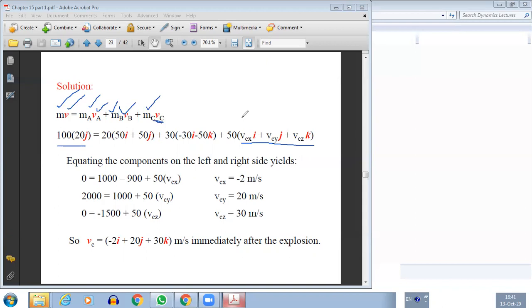So if we solve for the i, j, and k components separately, we're going to get the values of vcx, vcy, vcz. And if we know vcx, vcy, vcz, we can find out the magnitude of vc as well. So the solution of the problem is done. Is there anything within the solution of this problem that you do not understand? Please ask.